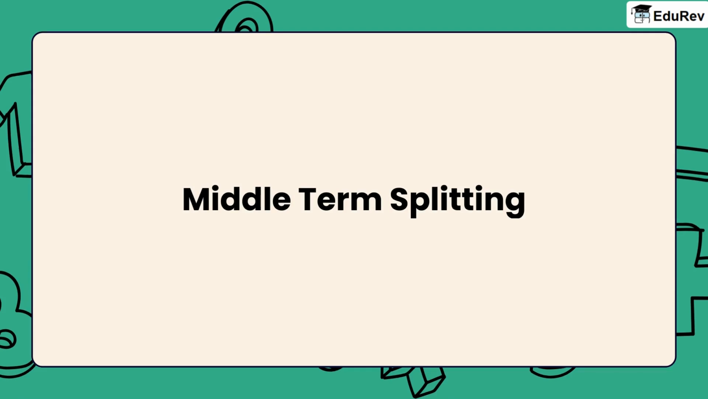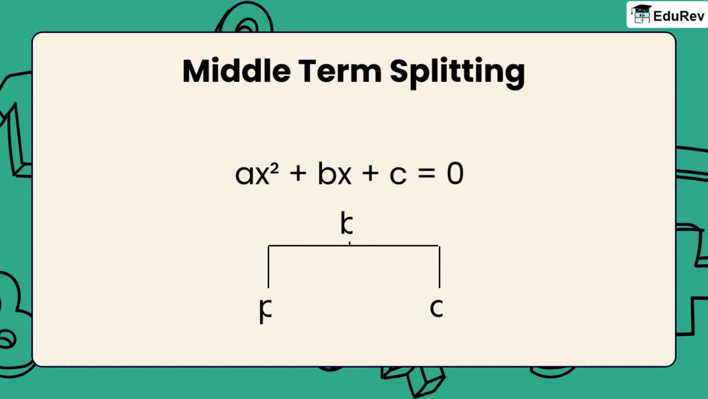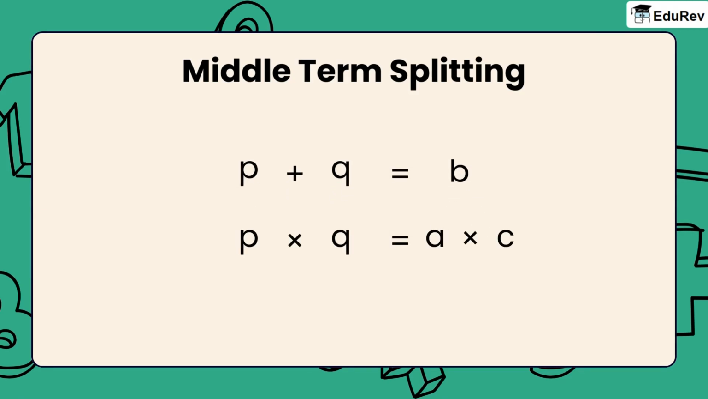Let us consider the standard form of quadratic equation, that is, ax square plus bx plus c equal to 0. In this method, we have to split the middle number, which is b, into two numbers, p and q, such that p plus q is equal to b, and p into q is equal to a multiplied by c. Let's try a question to better understand the concept.